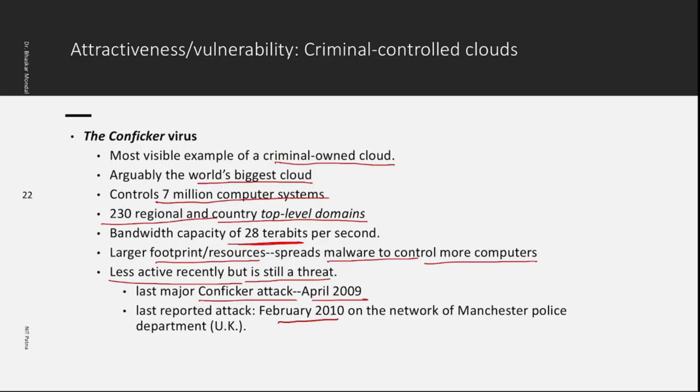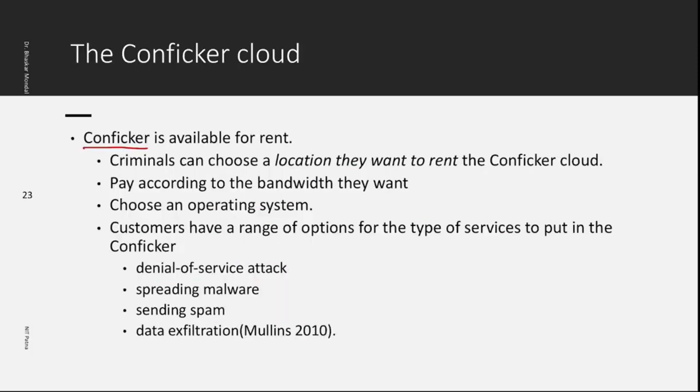Now Conficker, the bad thing you can see here, is also available for rent. The criminal can choose a location where they want to rent the Conficker cloud. Okay, pay according to the bandwidth they want. Then choose the operating system.